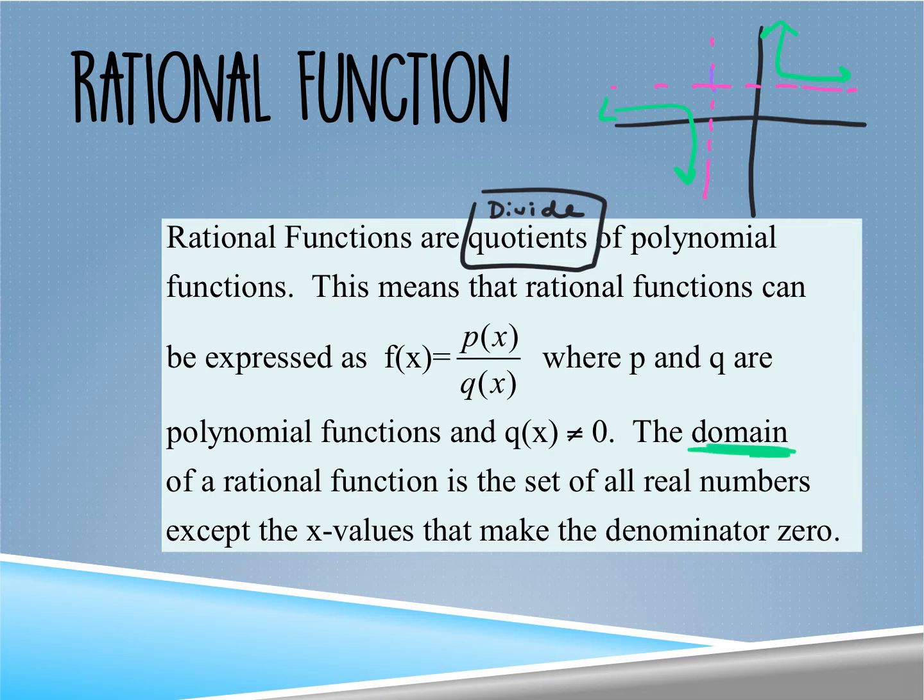The domain of a rational function is the set of all real numbers except the x values that make the denominator 0. So how would we write that? P of x, or I mean Q of x is not equal to? Q cannot equal 0 because the denominator, but we'll find what value that is. So your domain will be all real numbers except whatever number that makes the denominator 0.